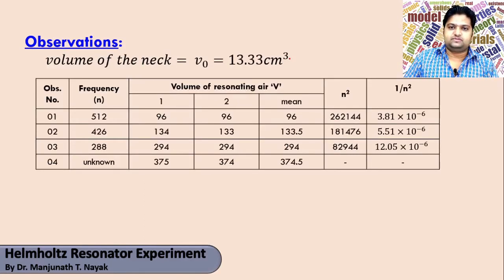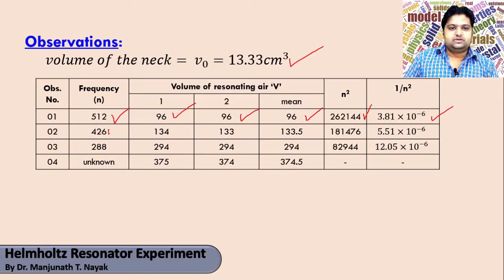We have the volume of the neck, which is calculated as 13.33. For a frequency of 512, we got volume as 96 and 96. Obviously the mean of that would be 96. We need to square it. We get something like this, and of course the inverse of the square of the frequency is 3.81 into 10 raised to minus 6.